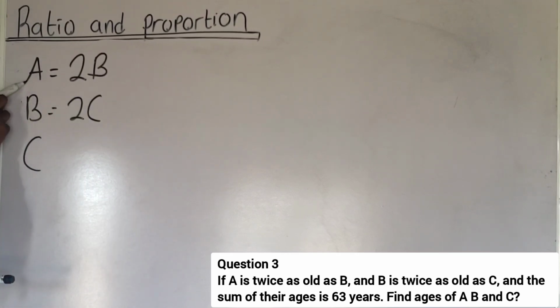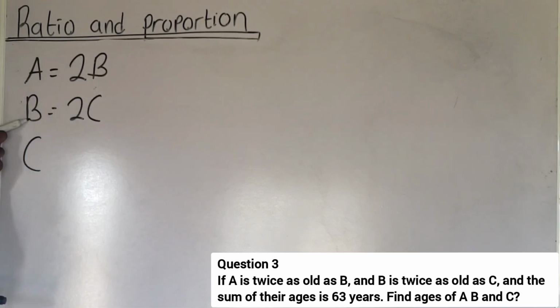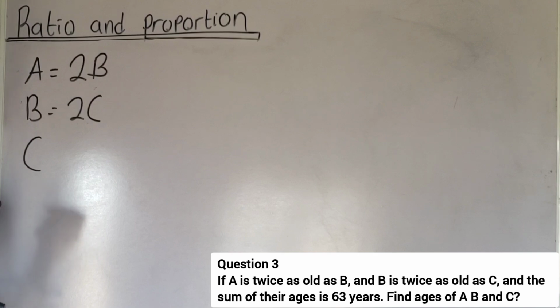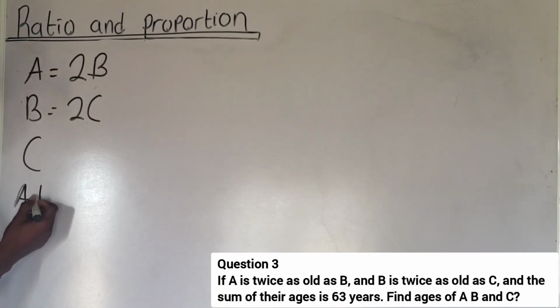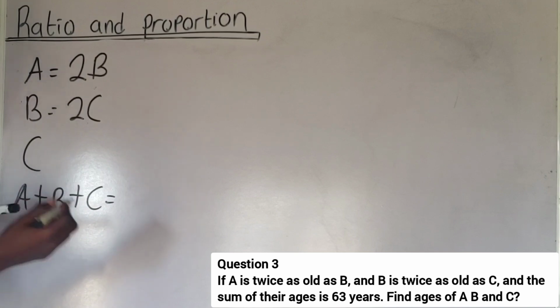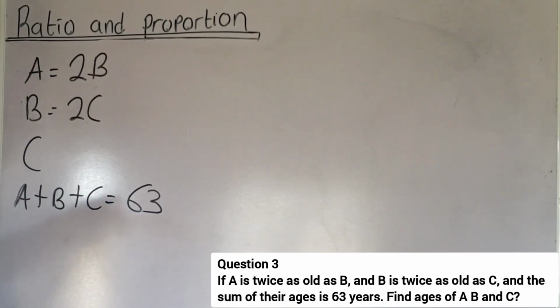Now the age of A is 2 times the age of B. That is why I have 2B. The age of B is 2 times the age of the third child. That is why I have 2C. So now they say that A plus B plus C is equal to what? The sum of their ages is 63. So we are asked to determine the ages of A, B, and C.